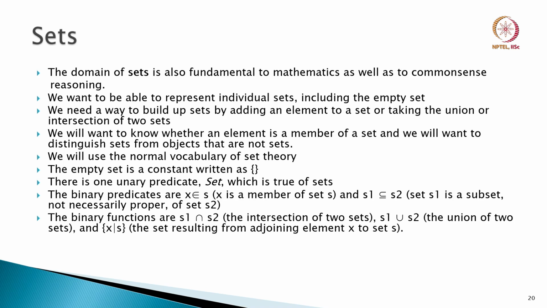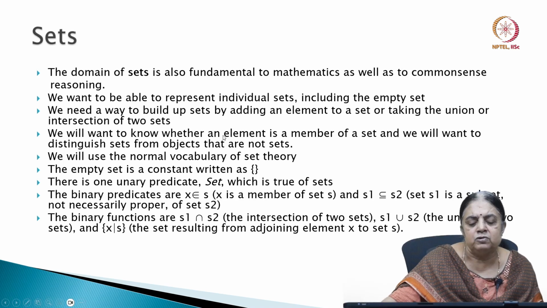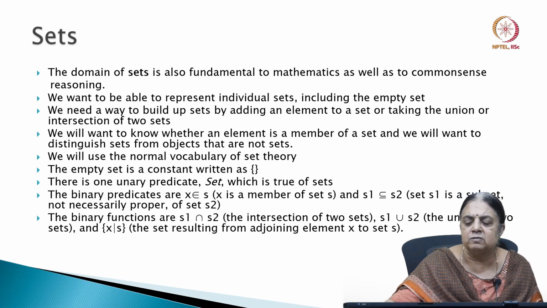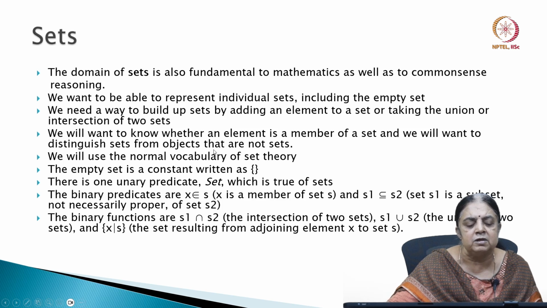So either you can add one element to the set, or you should be able to take the union of two sets to form a set. And also membership of a set: is X a member of this particular set, right? So let us use the vocabulary of set theory itself. The empty set is represented in this way, and we use the unary predicate set, which is true of sets, and we say X belongs to S, in other words X is a member of a set S.